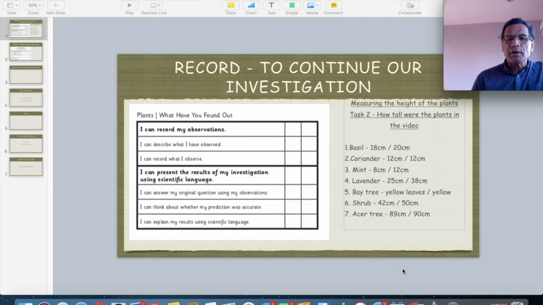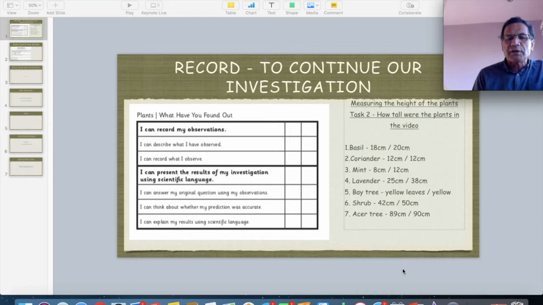And number 6, the shrub has grown 8 centimeters, so that was in the pot last time. It now has more space, just like the bay tree and the lavender, and it's grown 8 centimeters. So maybe the conditions must be far better now, because it's grown 8 centimeters and the shrub still looks healthy. So that's an important part of our observation. And the acer tree has only grown 1 centimeter, but they don't tend to grow very fast. Now the key part about it is that the acer tree still looks really healthy.